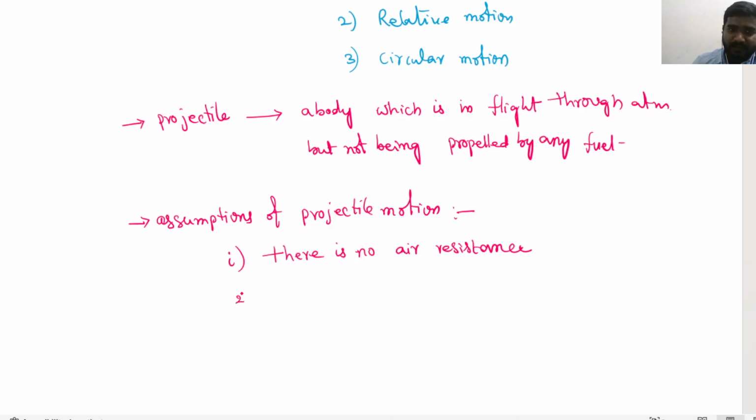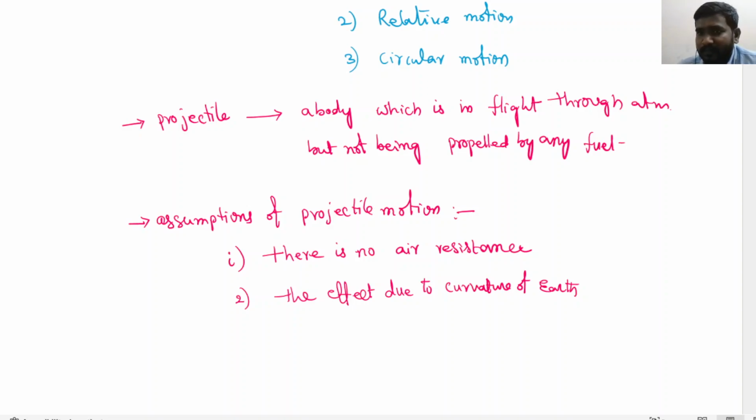Second, the effect due to curvature of Earth is neglected. Means the surface of Earth remains parallel to each other.